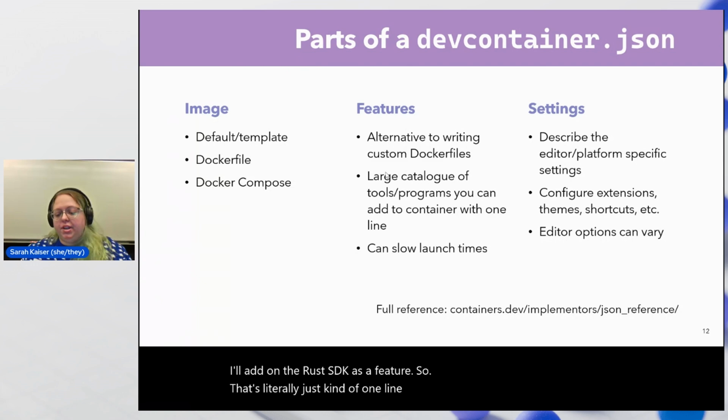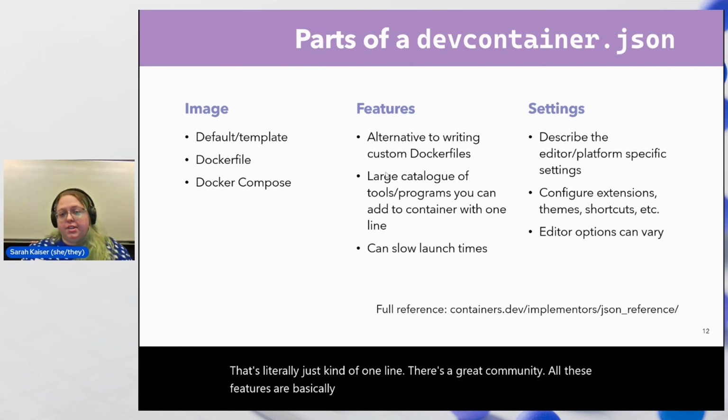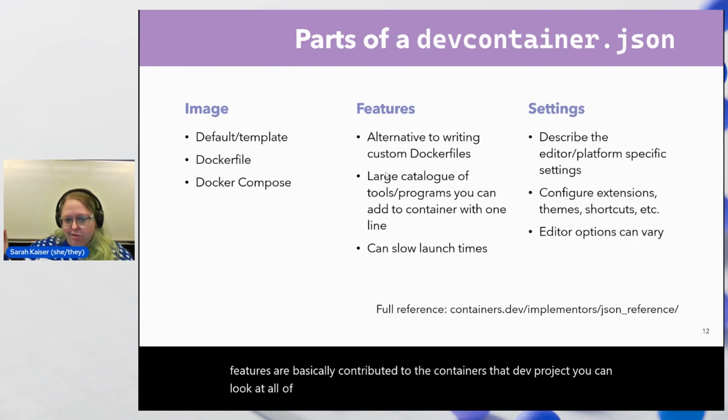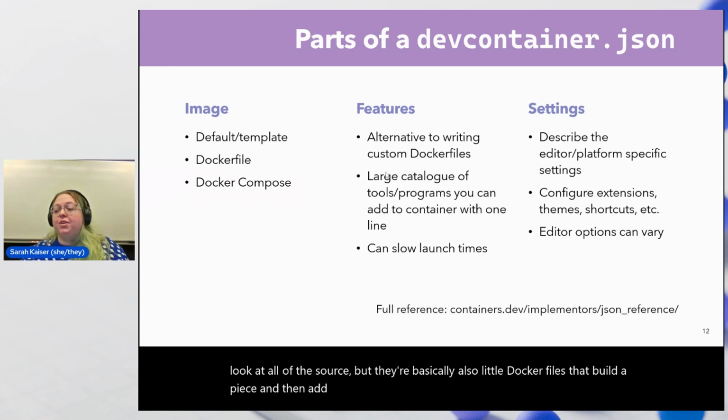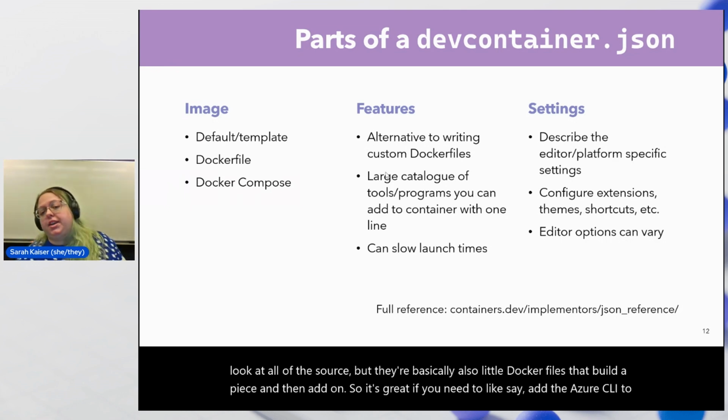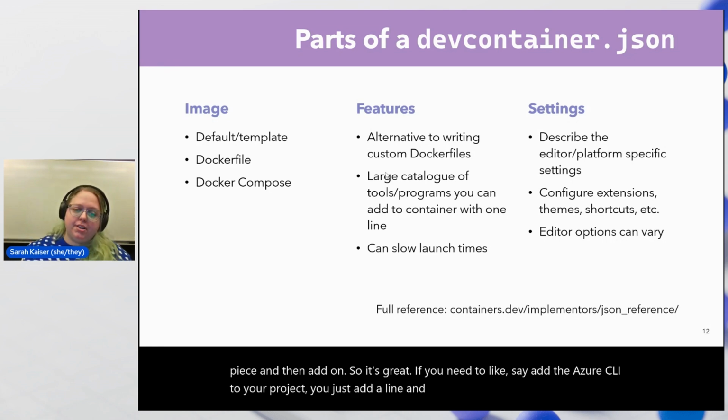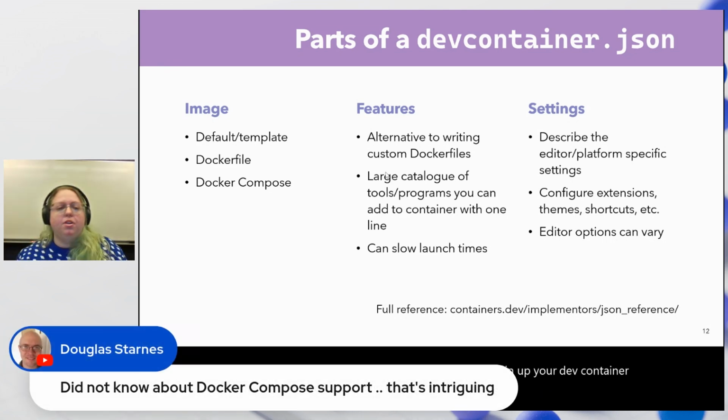There's a great community. All these features are contributed to the dev container project, you can look at all of the source, but they're basically little Dockerfiles that build a piece and then add on. So it's great if you need to, say, add the Azure CLI to your project. You just add a line, and when you spin up your dev container, it has the Azure CLI set up, or AZD, or whatever other tooling you need.